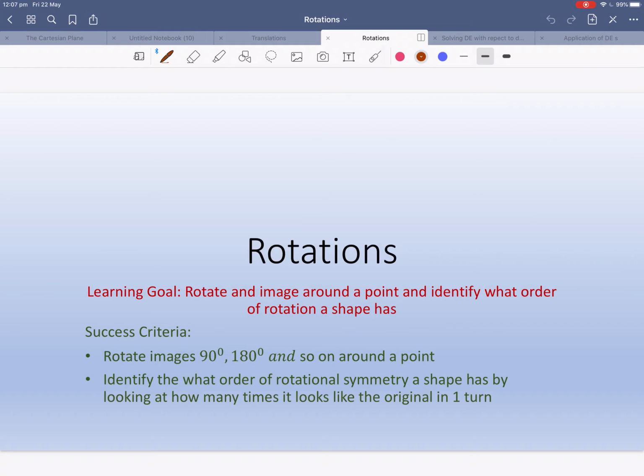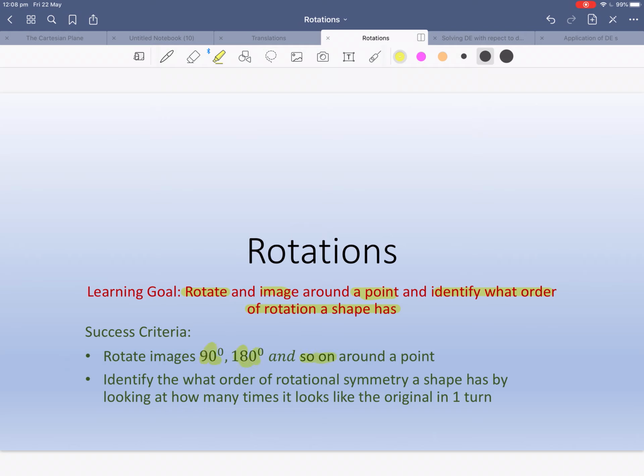is on rotations. So their learning goal is to rotate an image. Now, an image could be anything. It could actually be a picture. It could be a shape. It could be a point or a line, okay, around a given point, and identify what order of rotation the shape has. Now, success criteria is rotate images 90, 180 degrees, and so on.